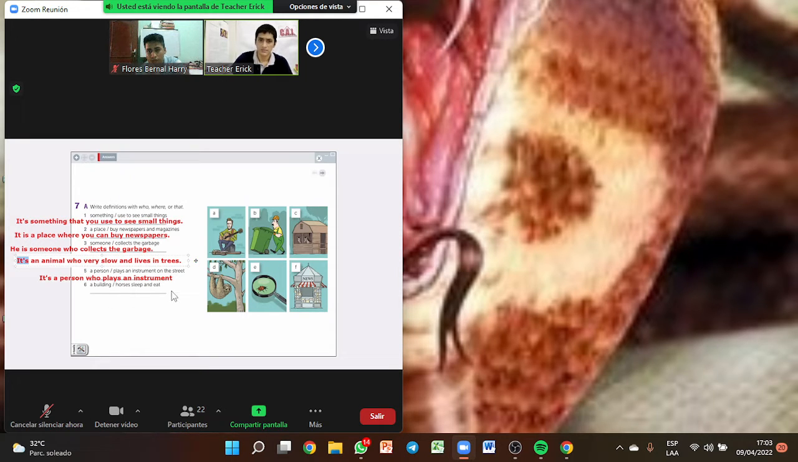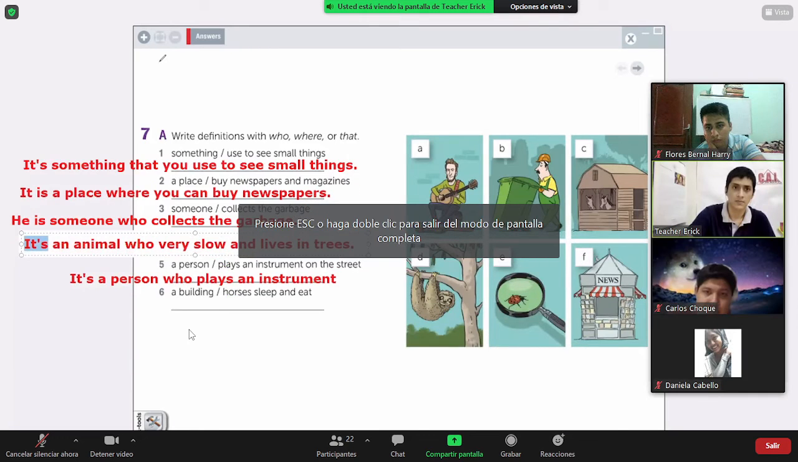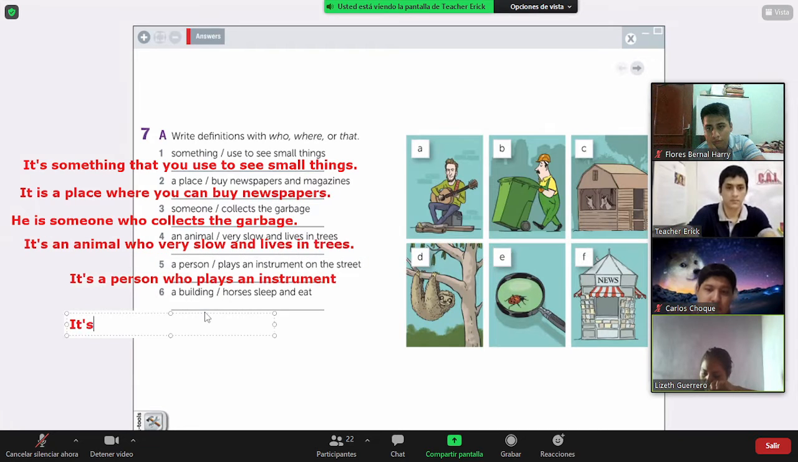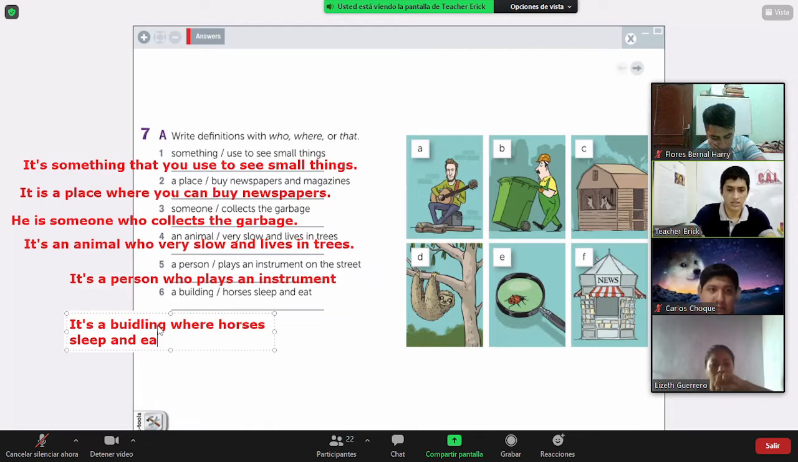Lisette, do you have number 6? It's a building where horses sleep and eat. Where horses sleep. Okay. So can you see any mistake?